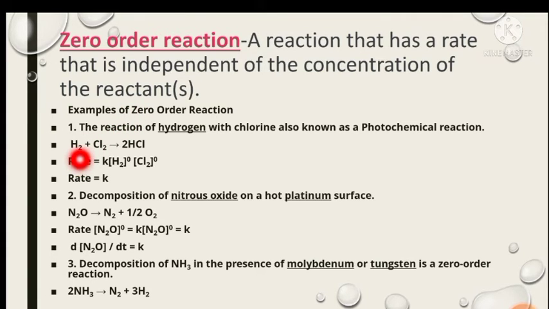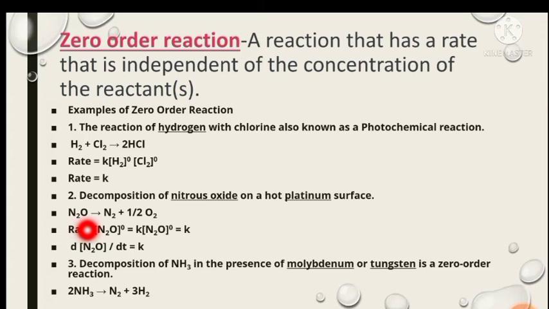For example, hydrogen and chlorine combine together and form hydrogen chloride. The reaction is independent of the concentration of hydrogen and chlorine. So here in the power we are using 0, right? So the total value will be 0 and the rate will be equal to k, the rate constant. Whatever concentration of hydrogen and chlorine we take, the rate of reaction will remain as it is, there is no change. That's why it is a zero order reaction.